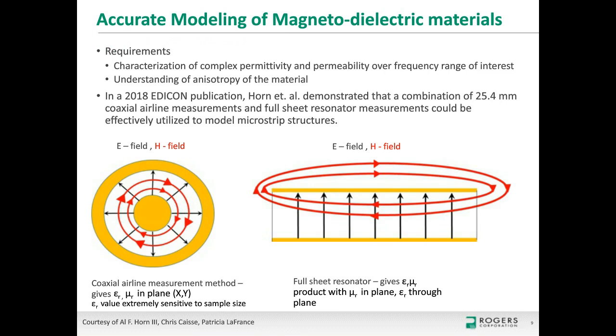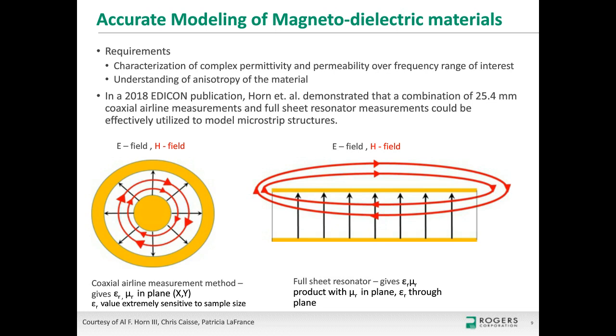And what we found, and recently published a paper on, is that the best way to do it is a combination of a coaxial airline method. So you measure the puck of the material in an air coax cable. And then you use what's called a Nicolson-Ross-Weir extraction to take scattering parameters and transform them into real and imaginary permeability and real and imaginary permittivity.